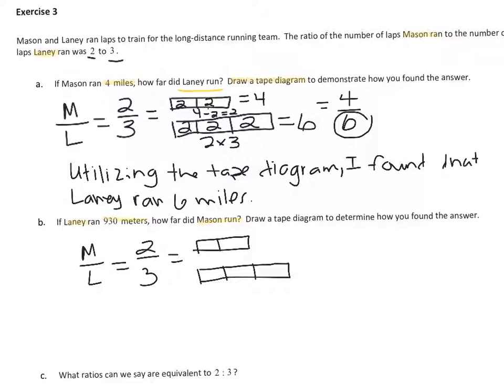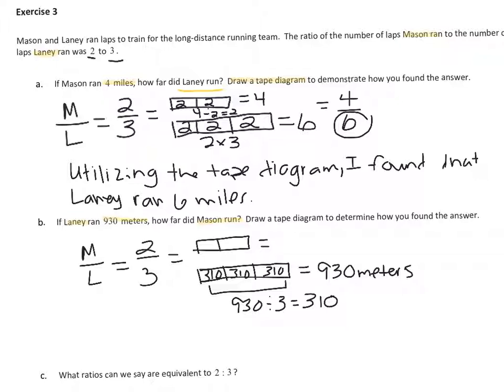And it says Lanny ran 930 meters. Well, Lanny is being represented by the bottom diagram. So this total right here is 930 meters. So I need to figure out how much Mason ran. Well, if there's 3 sections right here, I need to do 930 divided by 3. 3 goes into 9 3 times. 3 goes into 3 1 time, and 3 goes into 0 0 times. So each of those pieces is worth 310.